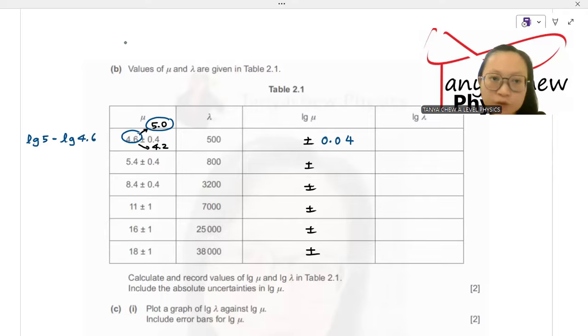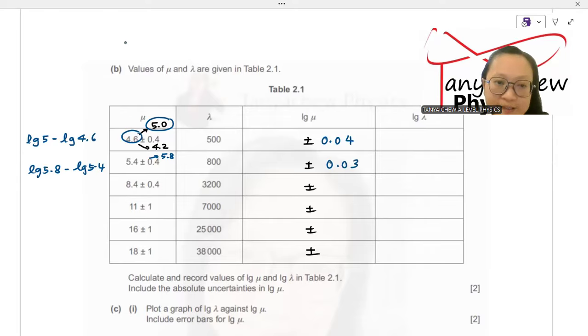What about the second value? Second value is also the same. Save your time. You just add 0.4. Here you will get 5.8. So you just use the upper extreme value and the average value. So log 5.8 minus log 5.4, and you get the uncertainty, which is 0.03, one significant figure.